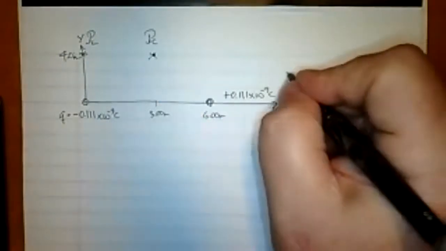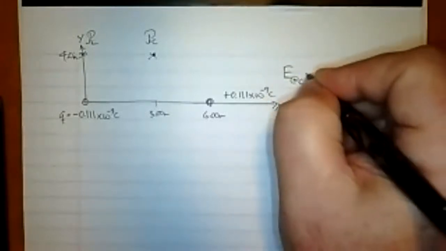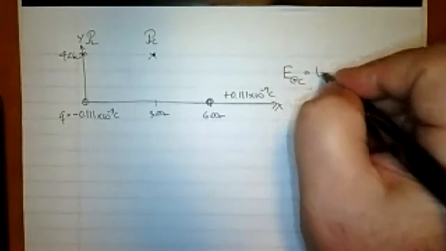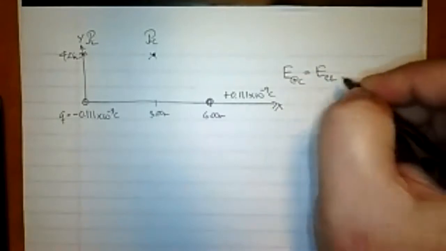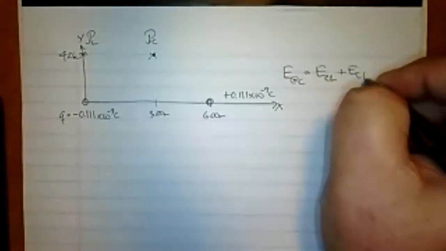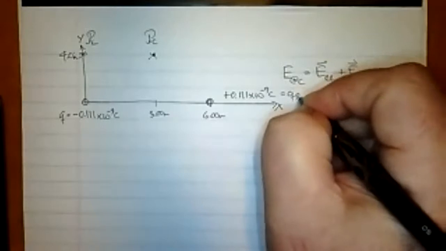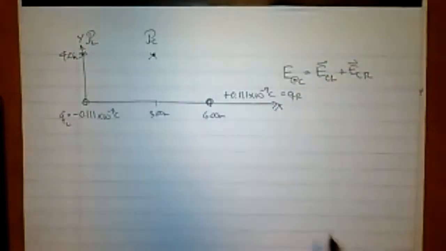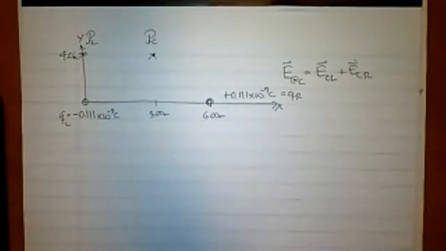So what I'm going to do is I'm going to say E at C is equal to E C due to the left charge plus E C due to the right charge. So maybe I could call this one Q right and I call this one Q left. Now, what does that mean?